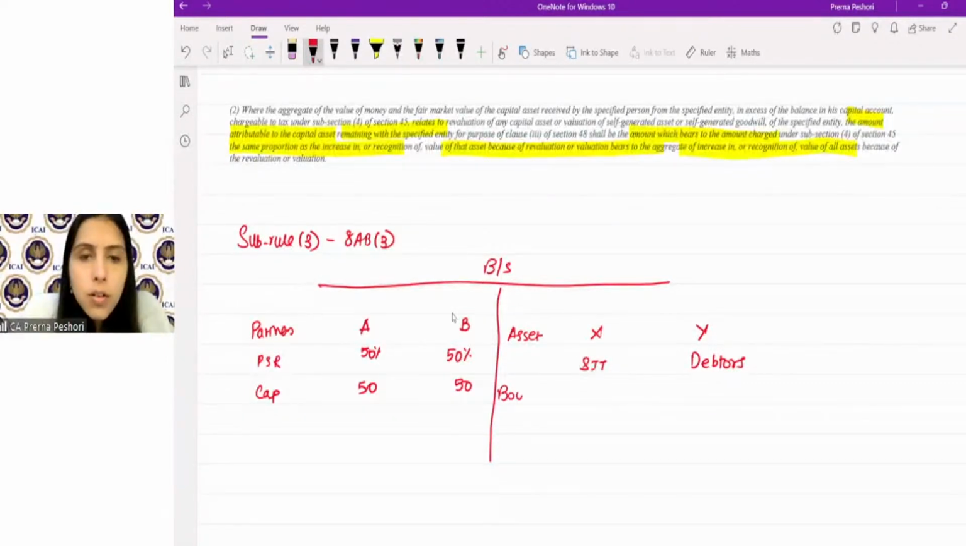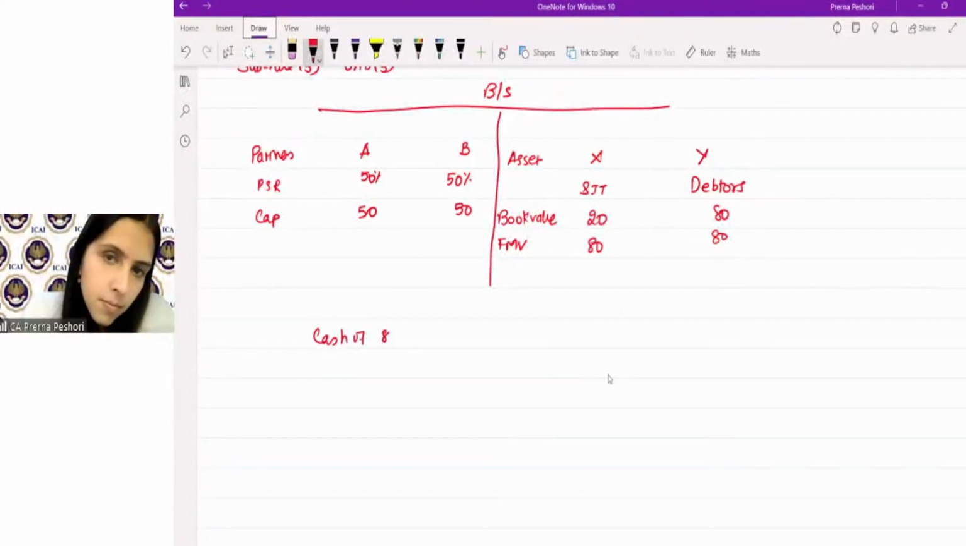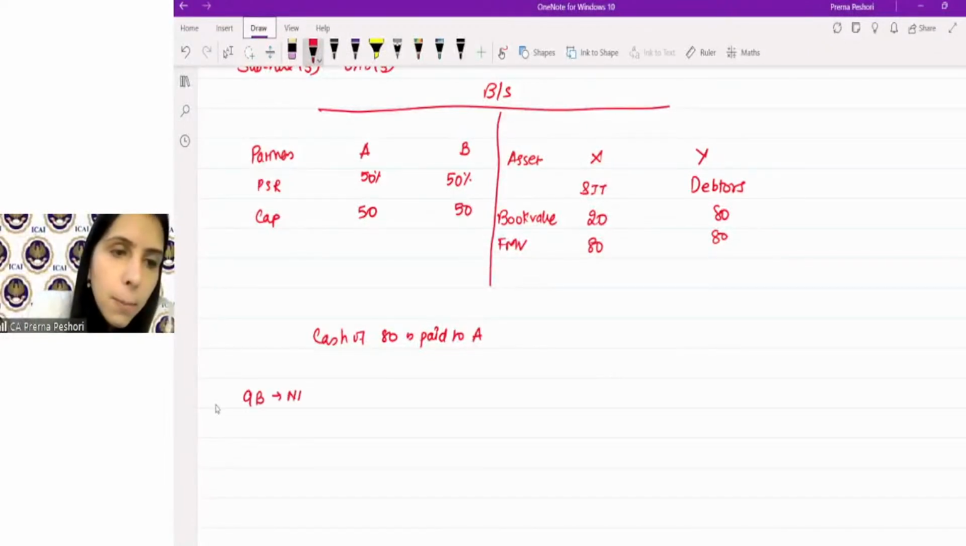Now my book value is 20 and 80. My fair market value is 80 and 80. Now for the purposes, A is retiring and C is admitted. Cash of 80 is paid to A. Right? So 9B is not applicable because cash is paid. 45-4, very simple, 80 minus 50, 30.